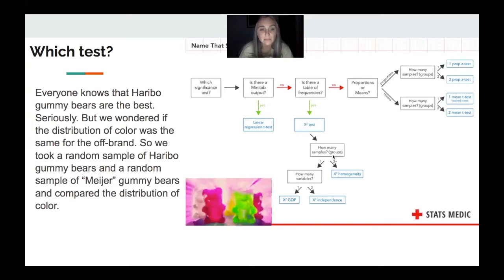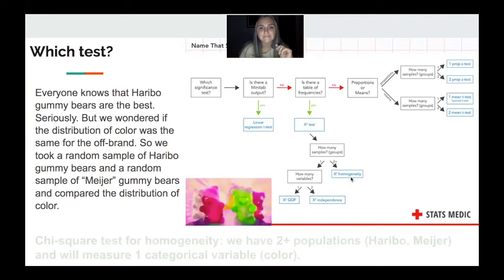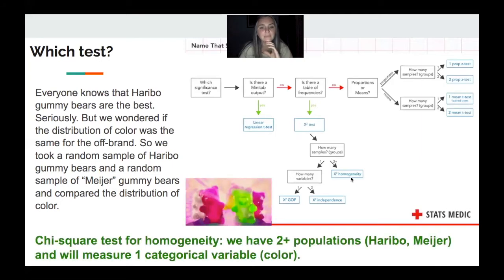How many samples am I pulling? 2 samples. I'm pulling one from Haribo and one from the other brand, right? Two samples. Two samples means homogeneity, okay? So we have two samples, one categorical variable, which is color.